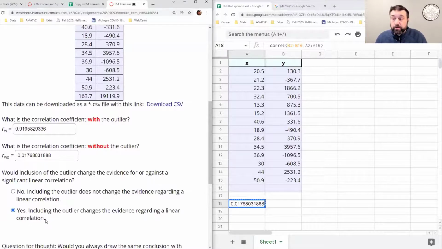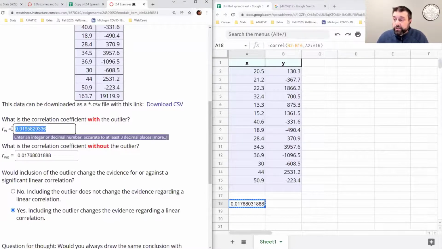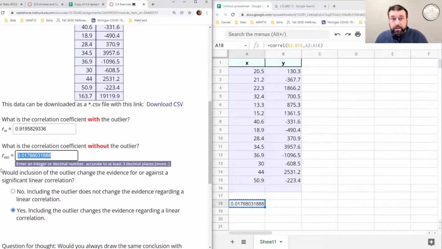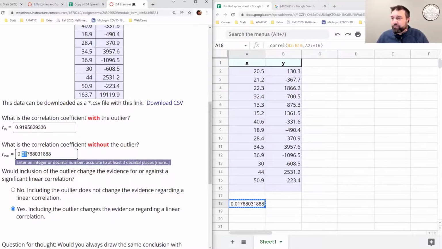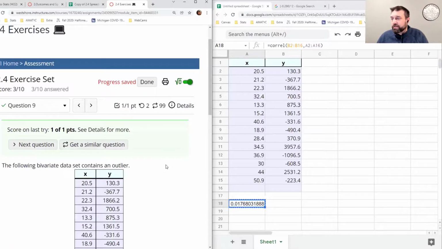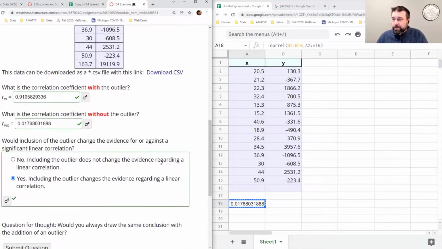Oh, yeah, 100%. This is the linear correlation with the outlier. This is the linear correlation without the outlier. Huge influence. You went from a 91 to a 1%. That's a pretty big drop, right? You took an exam, you got 91% on it, and then someone says, oh, I forgot to grade this one question, and they grade it and you drop to a 1%, right? Yes, this outlier very much changes it. So if we hit submit, I think we're good to go, okay?